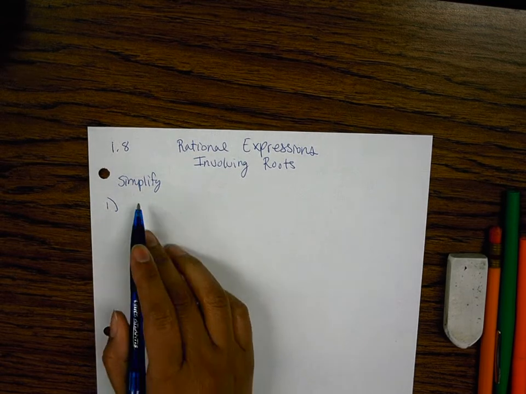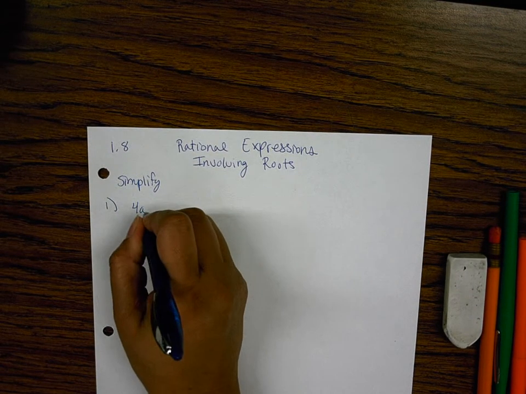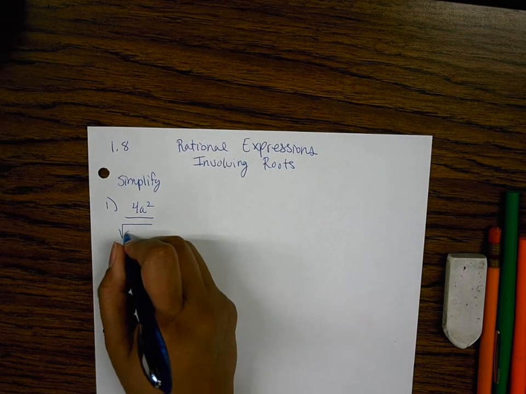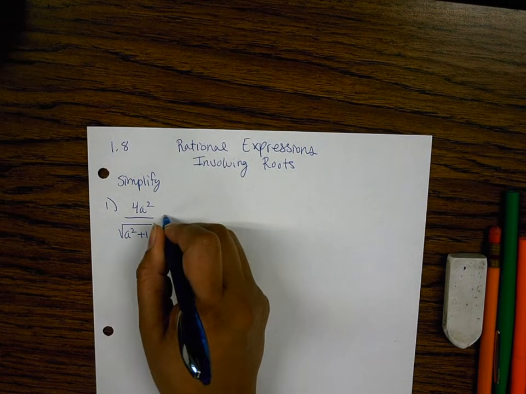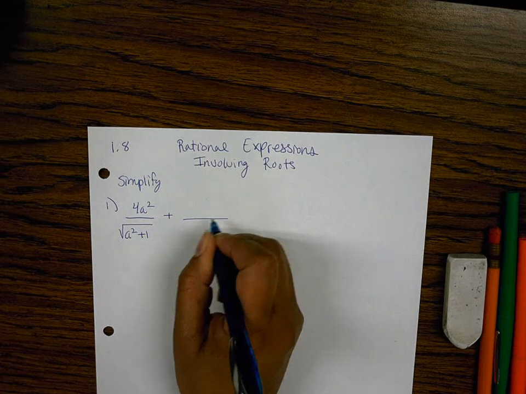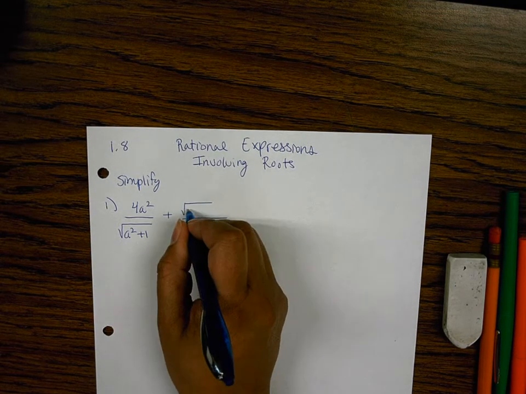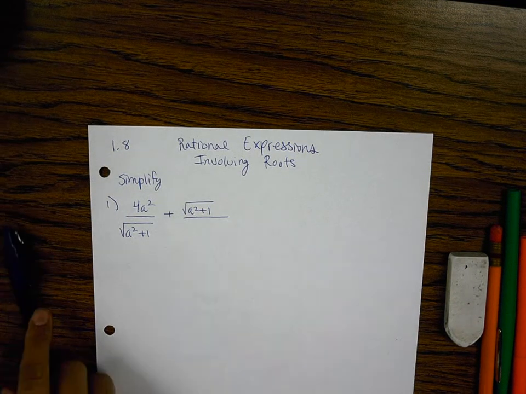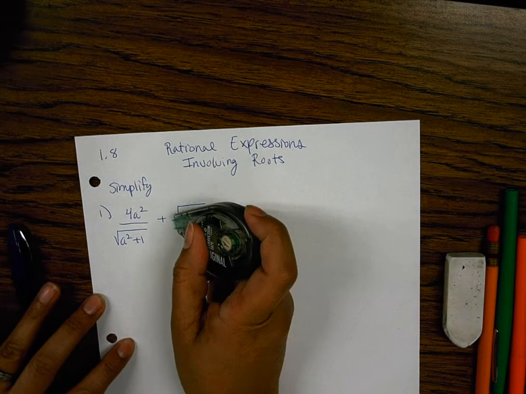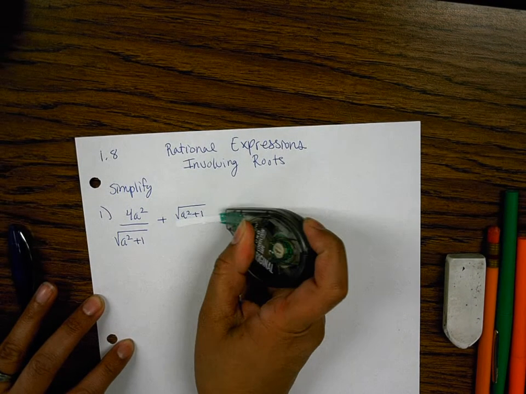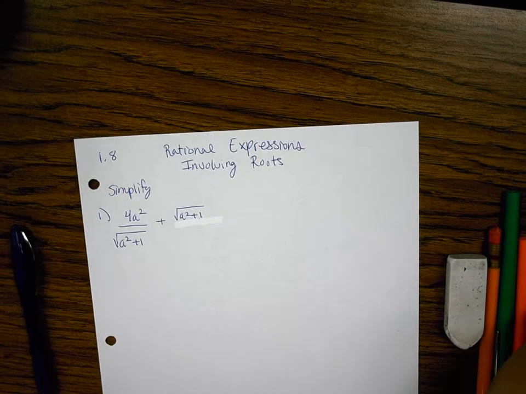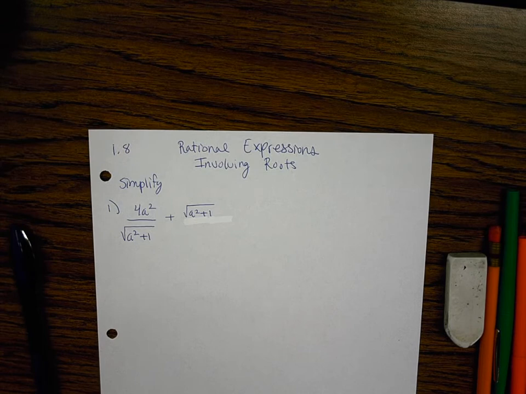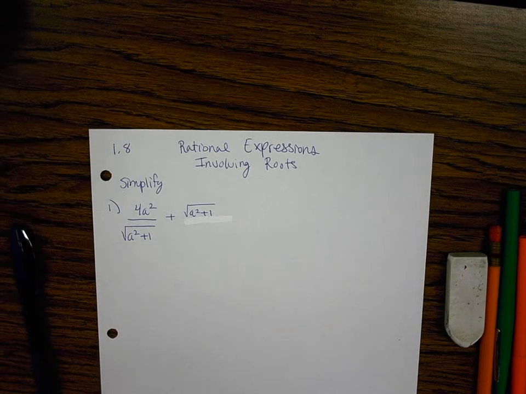Number 1, 4a squared over the square root of a squared plus 1 plus the square root of a squared plus 1. I'm going to white this out. I will be putting it back, so if you're writing in pen, you do not have to erase or white out. This is how it's going to look on a worksheet or a quiz or a test. It's going to look just like this.